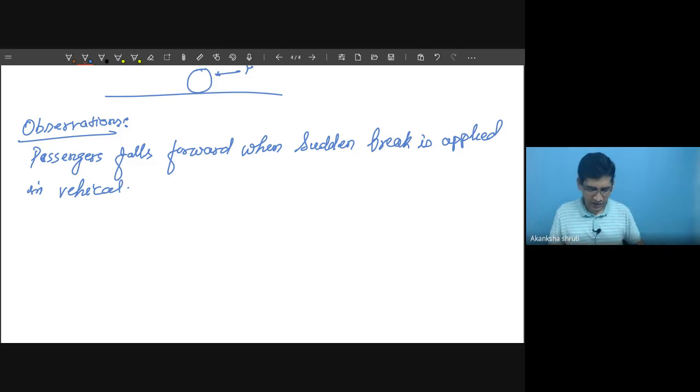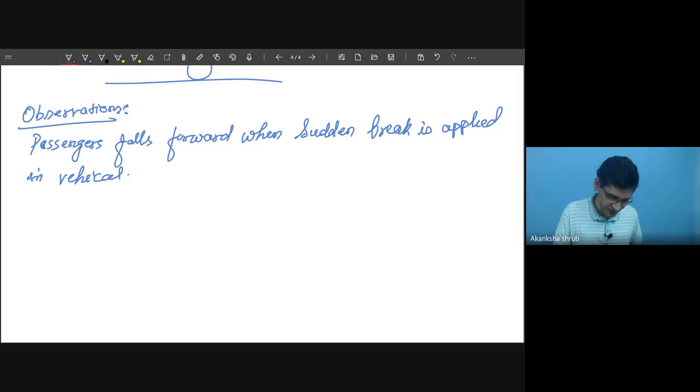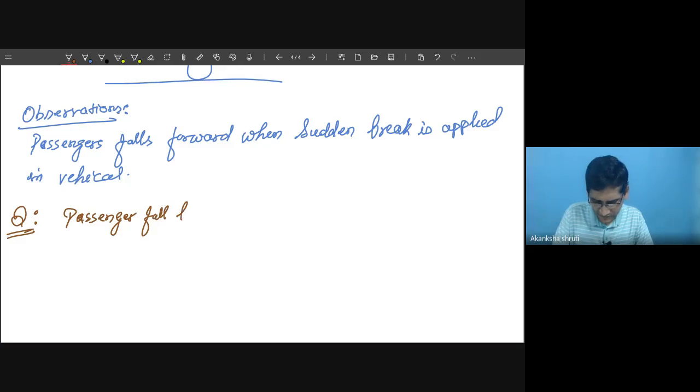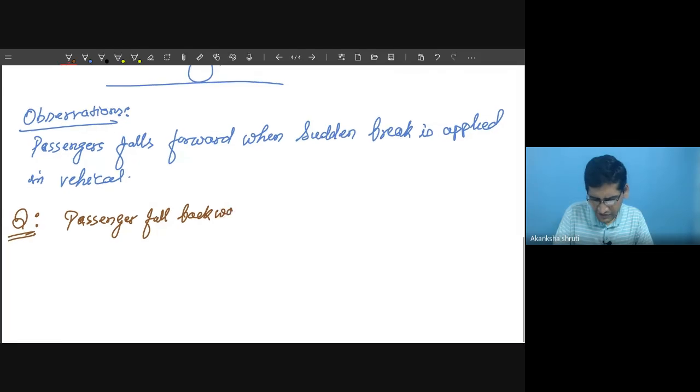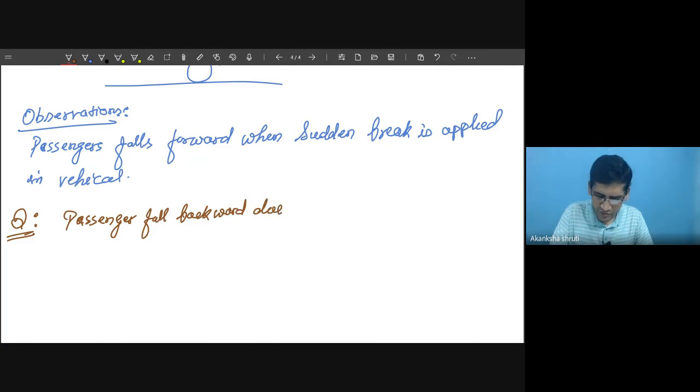Students, so how are the MCQs framed? MCQs are very simple. Say: the passenger falls backward due to. Option A, only inertia of motion. This will be written.